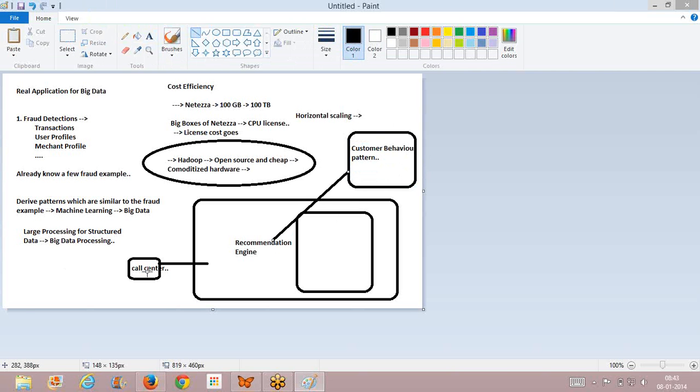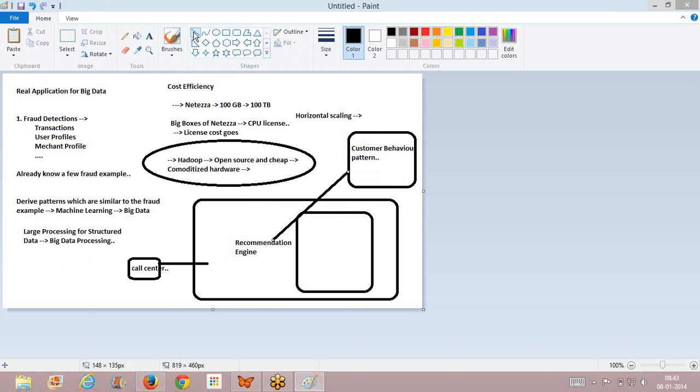So this is where the customer is calling the call center. There is another application where the customer is calling and his speech is analyzed. From the speech, the intent is decided, and based on the intent and the predefined recommendation, you give a contextualized recommendation. So these are different examples of big data.